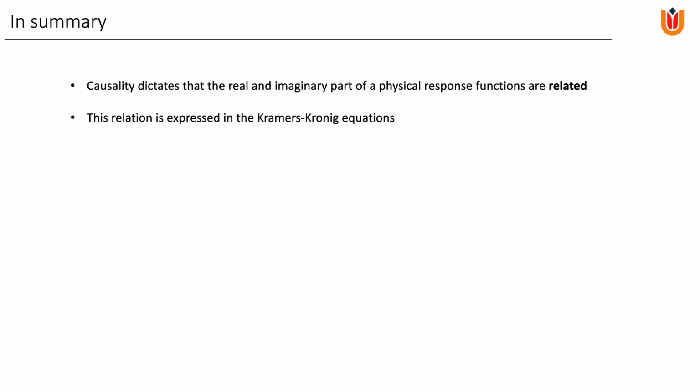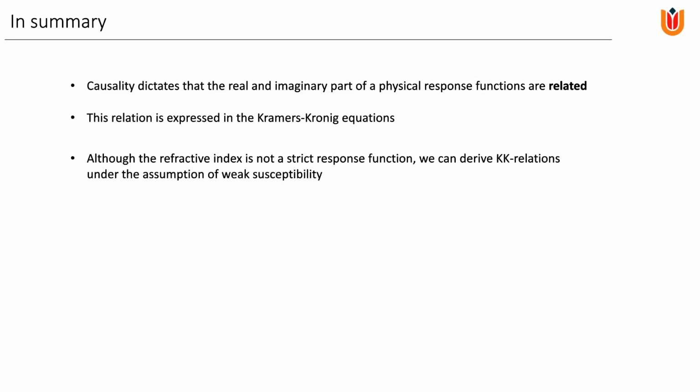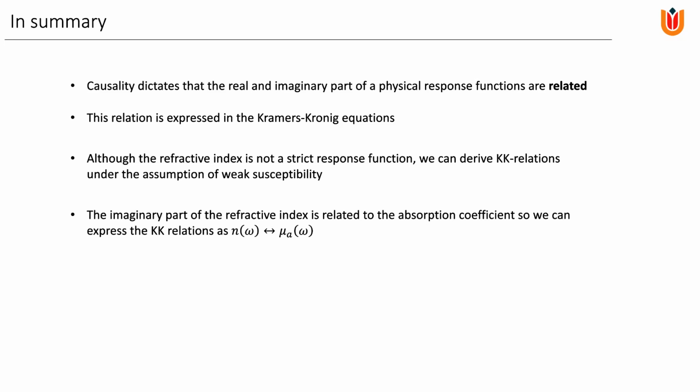Real and imaginary parts are related. That comes from the Kramers-Kronig relations. The refractive index is not a strict response function, but we can derive Kramers-Kronig relations, assuming weak stability, which is something we'll assume all the time. The imaginary part is related to the absorption coefficient, so the Kramers-Kronig relation in this case expresses the real part as a function of the absorption coefficient.